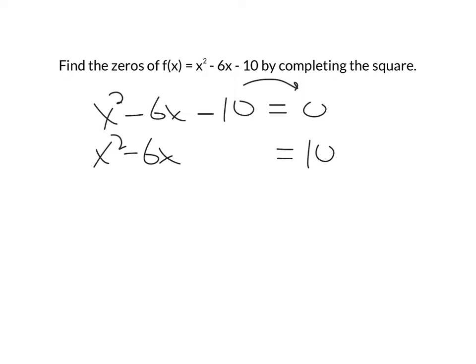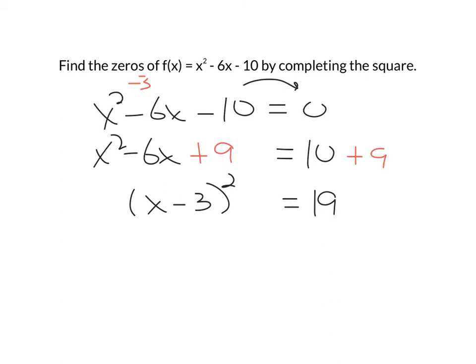And then the steps are these. You take half the middle term, which would be -3. You square it, which would be +9, and you add it to both sides. So you take half the middle term, you square it, add to both sides. Over here I now have 19. On the left-hand side, the reason we did that is so I could factor this side, and it would be x minus 3 squared.